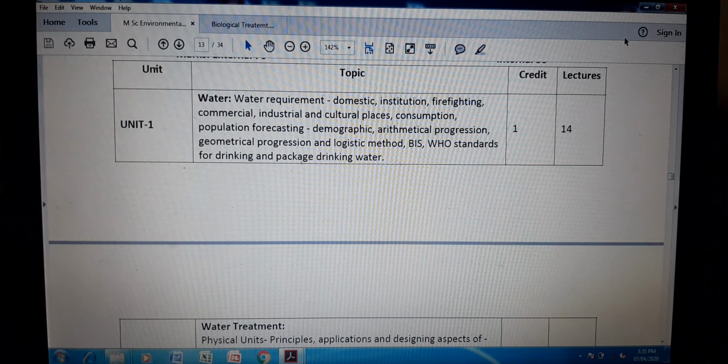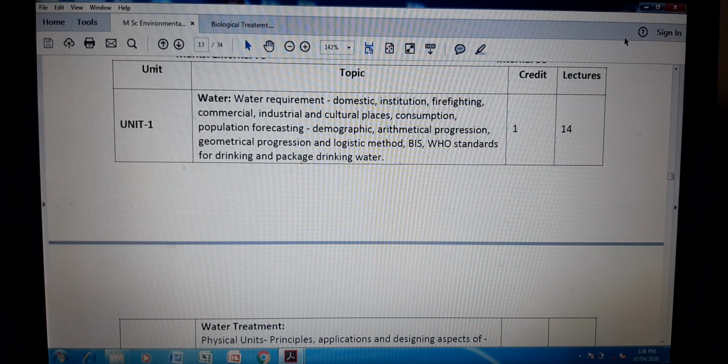In that physical unit we have completed the principle, application, and designing aspects of various physical units, that is screening, barometer, then clarifier, clarification, etc. And in chemical treatment, sedimentation, coagulation, flocculation, then disinfection, these are the important unit operations as well as processes we have completed in unit number 2.